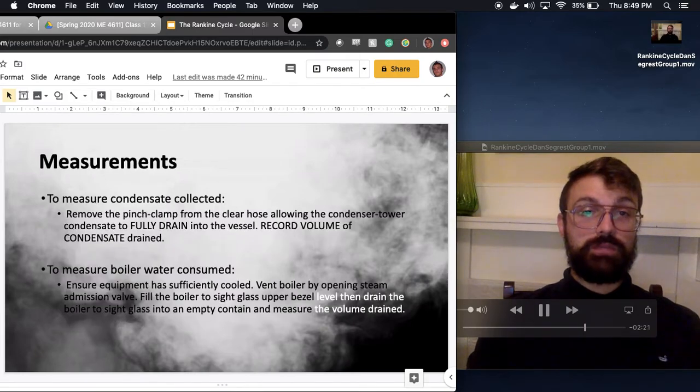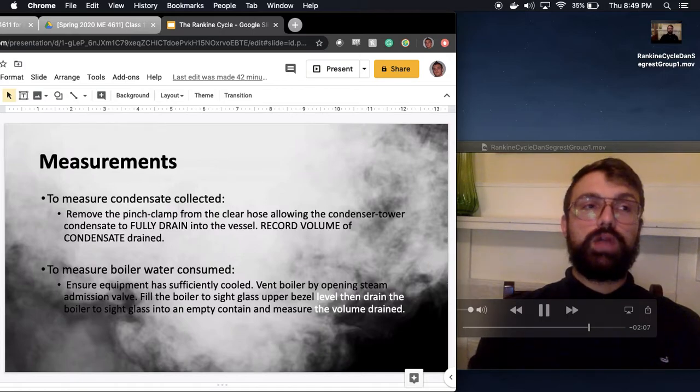We're going to be measuring the condensate collected and the water which was consumed, and that's basically by removing the condensate that built up in the turbine and then filling up the boiler all the way, emptying our container, and then releasing the water that's in it back into an empty container until we get back to where our sight glass said the water was, so we can figure out how much was used.